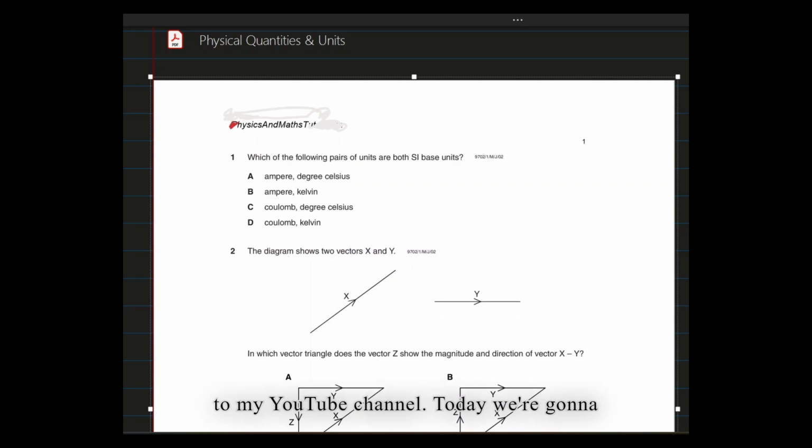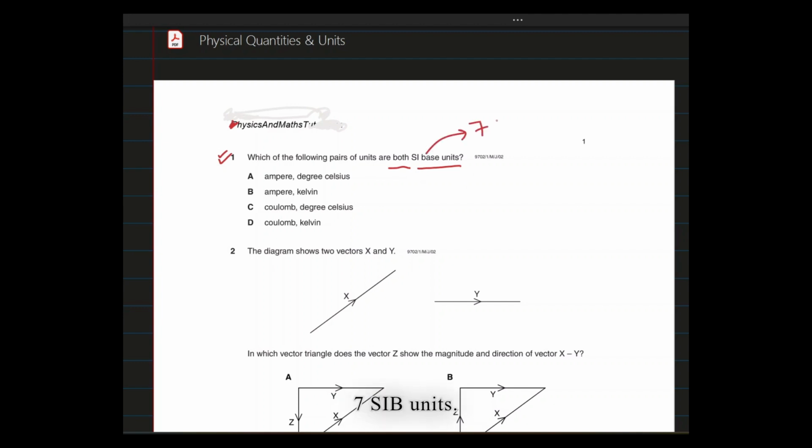Today we're gonna start with past paper practice of chapter 1, that was physical quantities and units. Let's start. Okay, so MCQ 1 says that which of the following units are both SI base unit. Okay, so we know that we have 7 SI base unit.